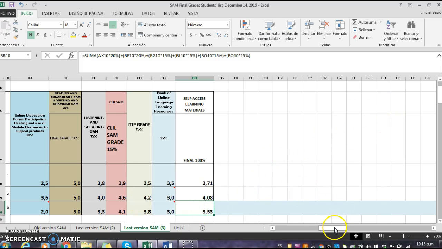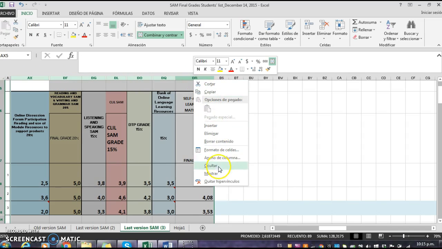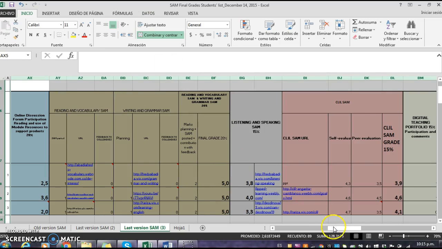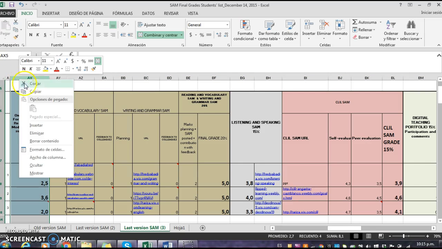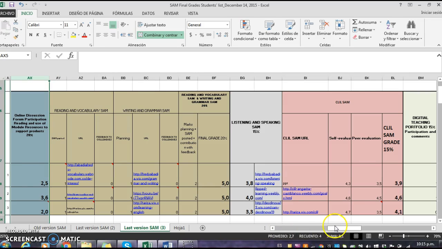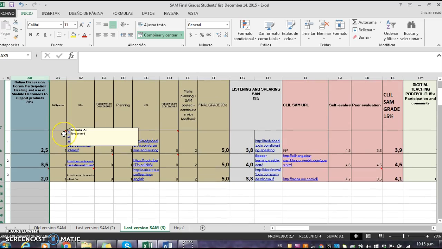When you receive these, you will find that there are some columns which are hidden. So for example, here from AX to BF, what you will find when you see these ones is all the detail of how I graded your course. You will be able to see all the work that you did along the course, and you will be able to find some comments like not posted or incomplete.